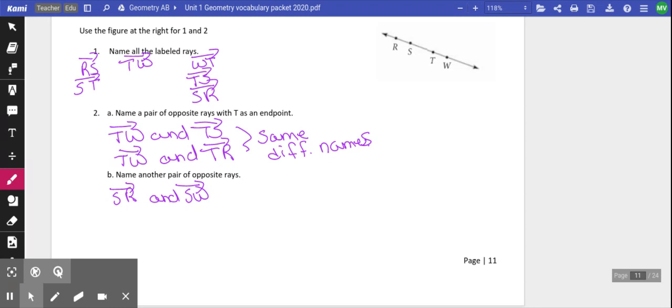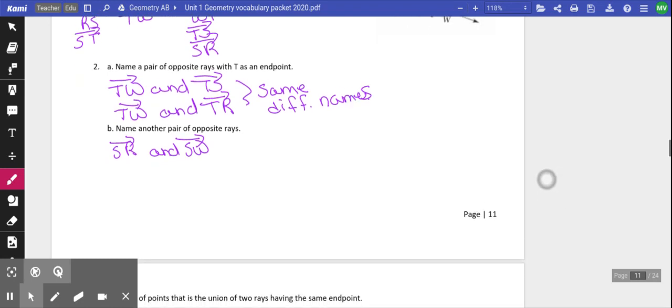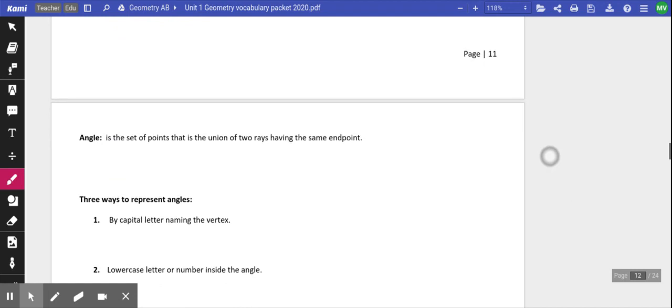Name a pair of opposite rays, so TW and TS, or I could have named that also as TW and TR. Another pair of opposite rays are SR and SW. There aren't any opposite rays with endpoint of W because there's no points to the right that are labeled, and there aren't any opposite rays with R as the endpoint because, again, there's no points.